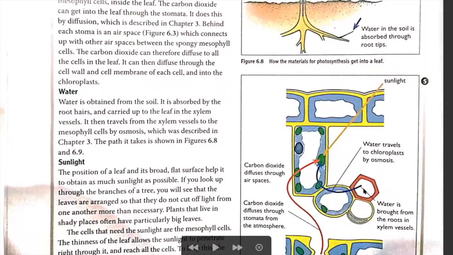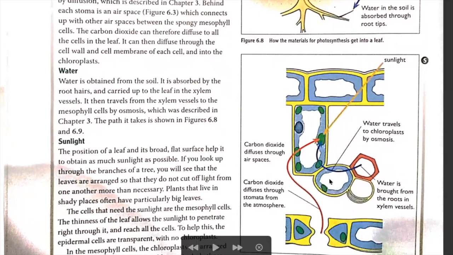So the water is brought from the root in the xylem vessel. And then the water will travel to the chloroplast by osmosis. Maksudnya air tu akan bergerak daripada xylem, dia akan pergi kepada spongy mesophyll cell. Lepas tu dia akan pergi kepada palisade mesophyll cell. Sebab apa? Air tu diperlukan untuk proses fotosintesis. Bila dah masuk ke dalam sel, dia akan terus masuk ke dalam chloroplast. Sebab apa? Dalam chloroplast ni dia akan buat proses fotosintesis. Itu untuk air. Kalau sunlight ni awak tengok ni.